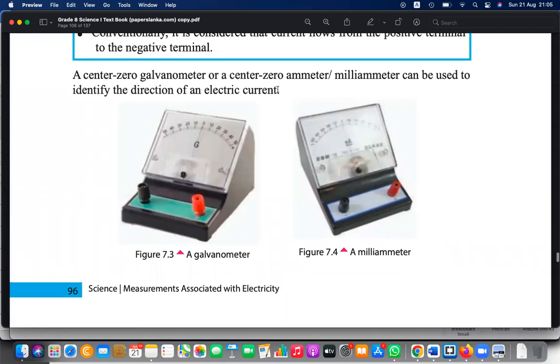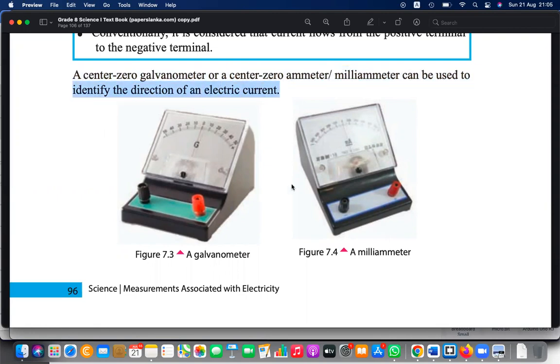A center zero galvanometer or a center zero milliammeter can be used to identify the direction of the electric current. The center zero galvanometer, we can use that to identify the direction of current.